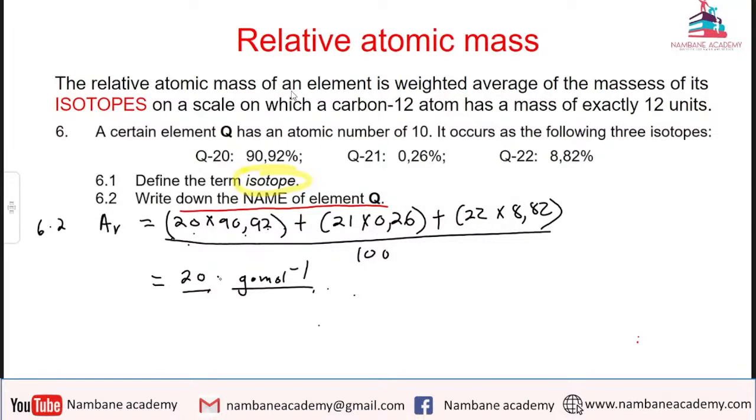Then I go to my periodic table of elements and I find that Q is actually neon, or Ne. And for doing such, I will be given a maximum of 4 marks. So it was an easy one, but let's use the periodic table accordingly.